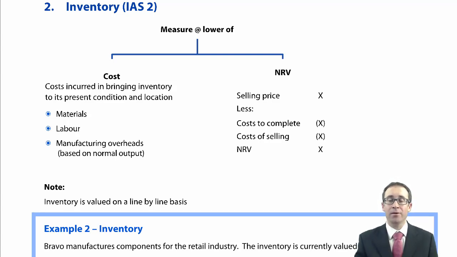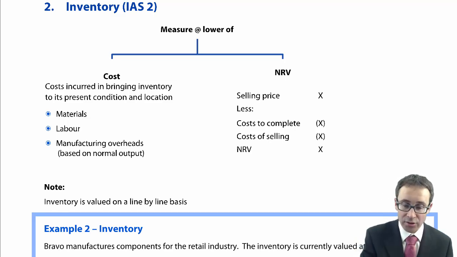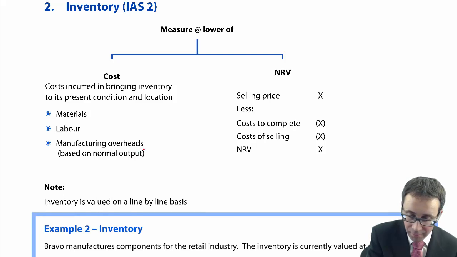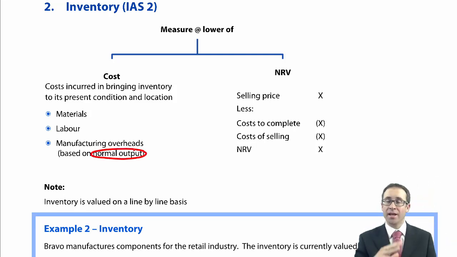So I think you're very happy, or at least you should be, with how you value inventory at the lower of your cost and net realizable value. So remember, your cost is your purchase price plus your directly attributable costs of getting the asset into its condition and location ready for sale. So that's going to include your materials, your labor, and your manufacturing overheads. But remember, from the days of F7, that's based upon your normal output. Any variances will be subsequently dealt with.